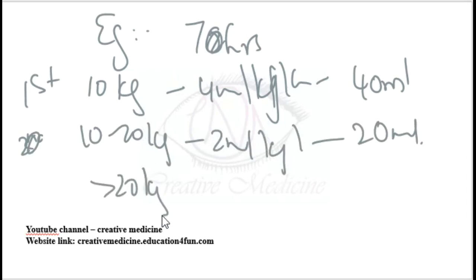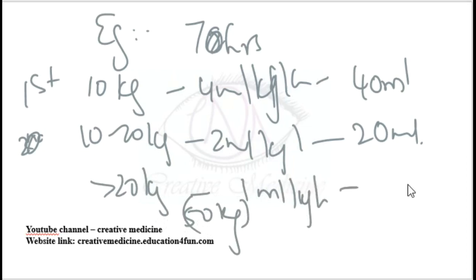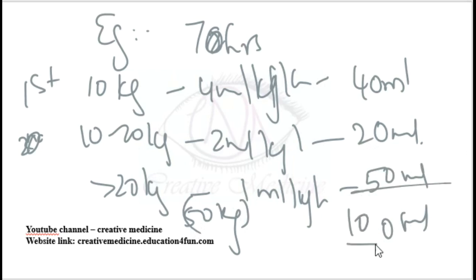And after 20 kgs, that is 20 to 70 kgs, there is almost 50 kgs. For these 50 kgs, we give 1 ml per kg per hour. So 1 into 50, that is 50 ml of fluid is given. So the total fluid is almost 100 ml per hour. This much fluid should be given to this patient.